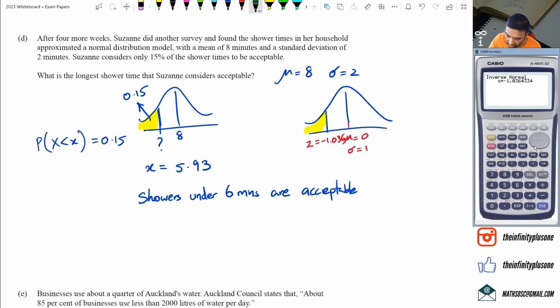So I think this here would be a merit. If it's the correct answer only, you're going to get an achieved, which is if you just write 5.93 is going to be achieved, or if you write just the Z value of negative 1.036, you're also going to be looking at an achieved. All right, moving on to the next question.